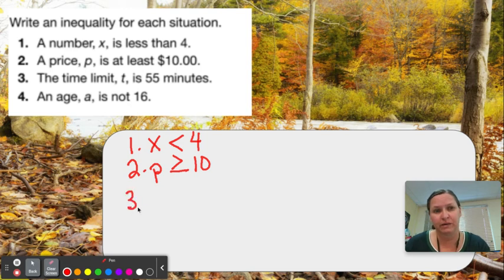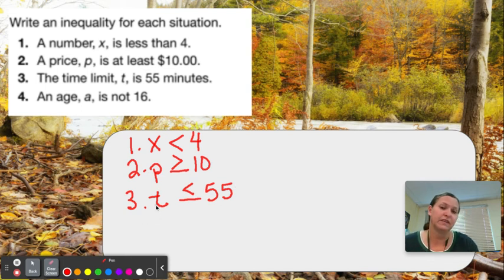Let's look at number 3. The time limit t is 55 minutes. This is like if there's a test and there's a time limit of 55 minutes because that's how long you're in class. So my time limit would be t. And you could take the whole 55 minutes or you could take less than 55 minutes, but you cannot take more than 55 minutes. So this one would be t is less than or equal to 55 minutes.